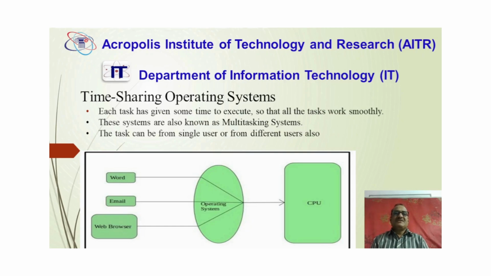Another one is time sharing. Each task is given some time to execute. There are n number of processes which we want to execute. Then the n processes are divided into equal time intervals so that all tasks can work smoothly. These systems are also known as multitasking systems. The tasks can be from a single user or from different users also. As you can see, there are Word, email, web browser, all the different types of jobs carried by the operating system, and in similar time slots, the CPU is going to process them one by one.